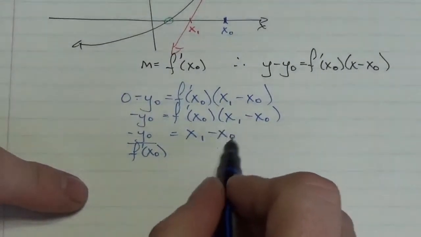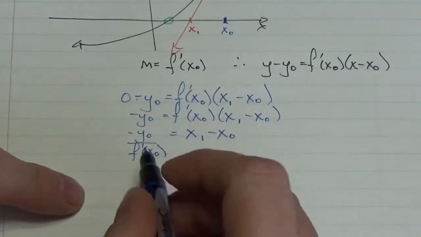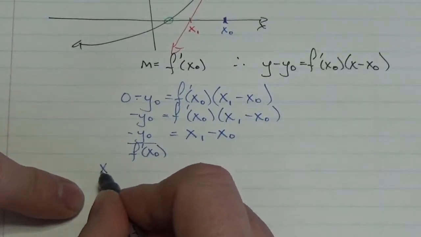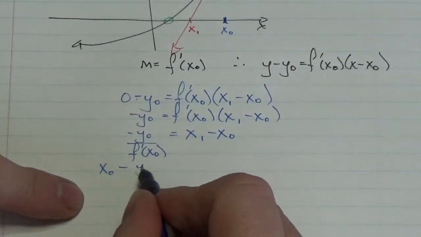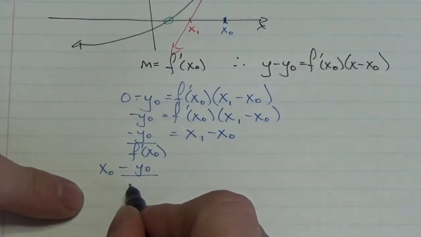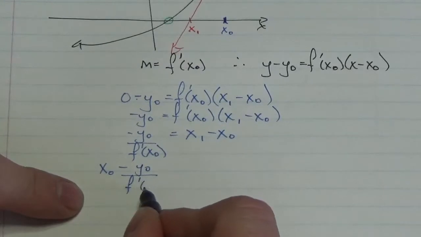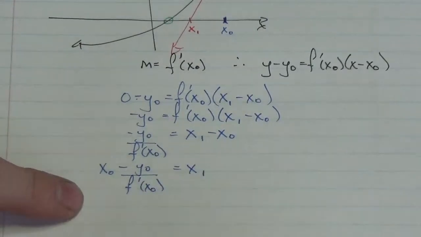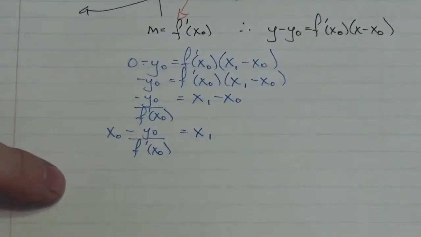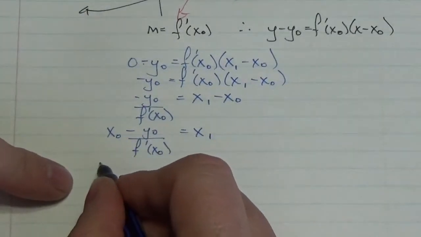Now I'm going to clean this up. I'm going to bring that x naught over. So this is going to become x naught minus, now, okay, I will write it like this, and I'm going to clean this up even further here, over f primed at x naught, and that is going to equal my x1. I'm going to clean that up just a little bit more by doing this.